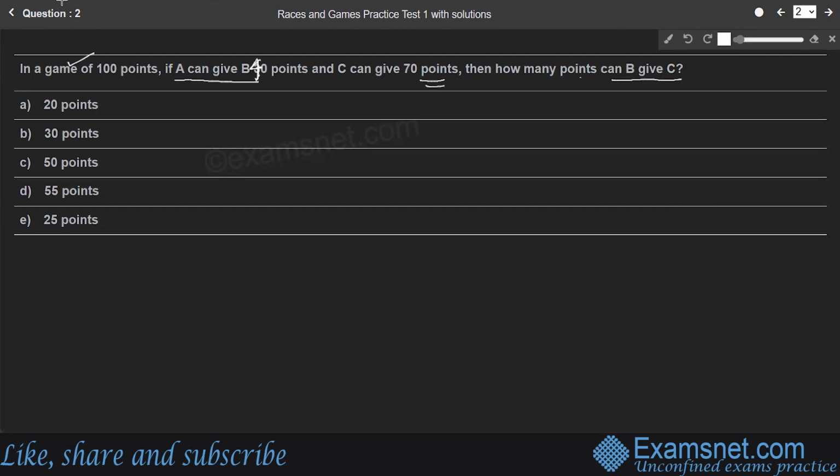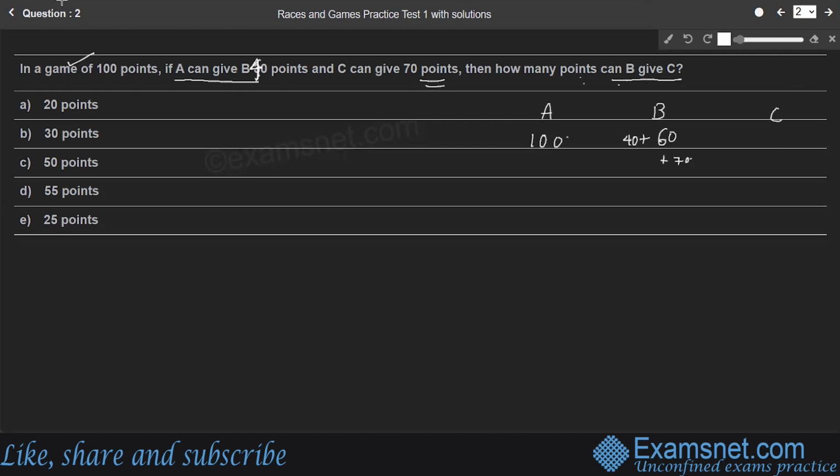So students, in a game of 100 points, we'll consider A, B, C and their points. In a game of 100 points, if A can give B 40 points, it means B can have 60 points, right? So A has 100 points, right? C can give 70 points. So C can give 70 points to B. Then how many points can B give C?